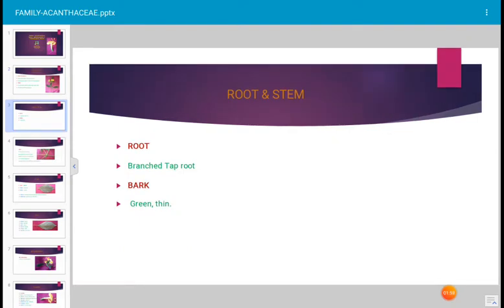How is the root and the stem? The root of the plant is branched and it is a taproot system. That means it is a dicot plant. It is a member of Dicotyledons. Okay. Next, bark. A thin green bark is there, closely associated with the stem. Next slide.